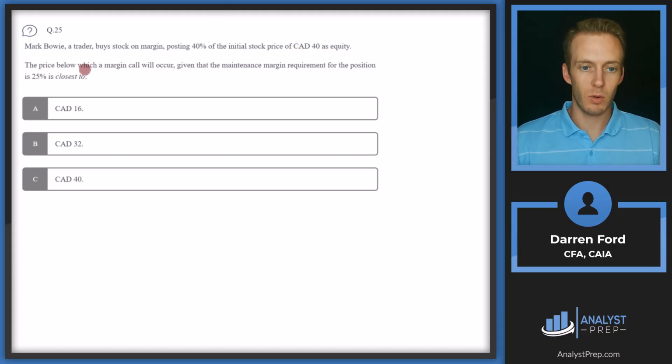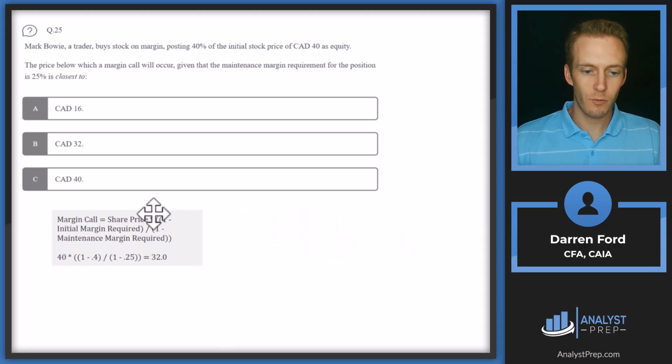The price below which a margin call would occur, given that the maintenance margin requirement for the position is 25%, is closest to CAD 16, 32, or $40. So the formula for this calculation is: margin call equals share price times 1 minus initial margin required, divided by 1 minus maintenance margin required.